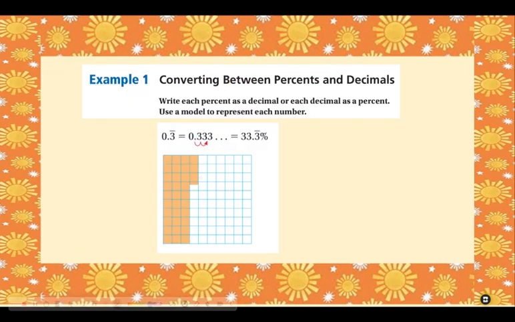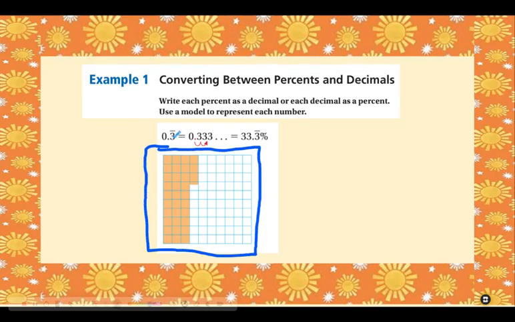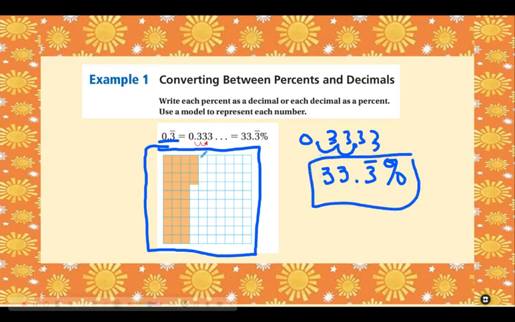Okay, so here is a model that represents percent. So here we have a 100 grid, okay? And 0.333333. Okay, we want to write each percent as a decimal or each decimal as a percent. So they give us the decimal. We are going to write the decimal as a percent. So we just write the decimal with lots of 3's. Move our decimal 1, 2 points to the right, 2 spots to the right. That is the same as multiplying by 100, so 33.3 repeated, and then we have to remember to put the percent sign.